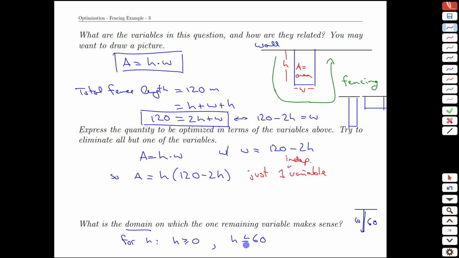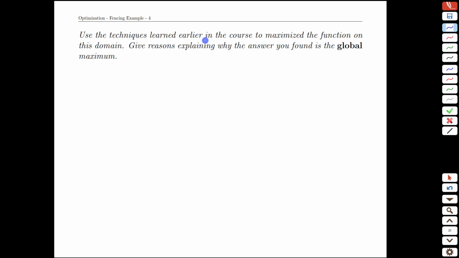Again, would we want h equal to 60? Probably not, but having a closed domain makes a lot of our optimization calculations easier, and it's certainly a feasible solution, even if it's not the best. And domain is about feasibility, not about optimums yet. We'll get to the optimums shortly. So we want to use the techniques learned earlier in the course to maximize the function on this domain.